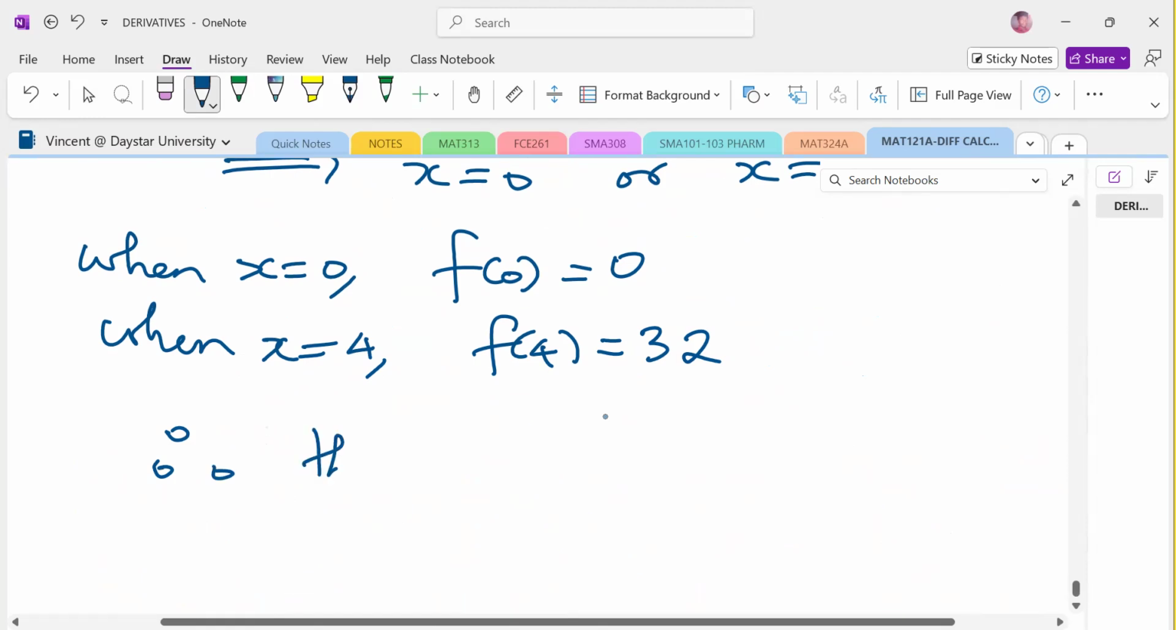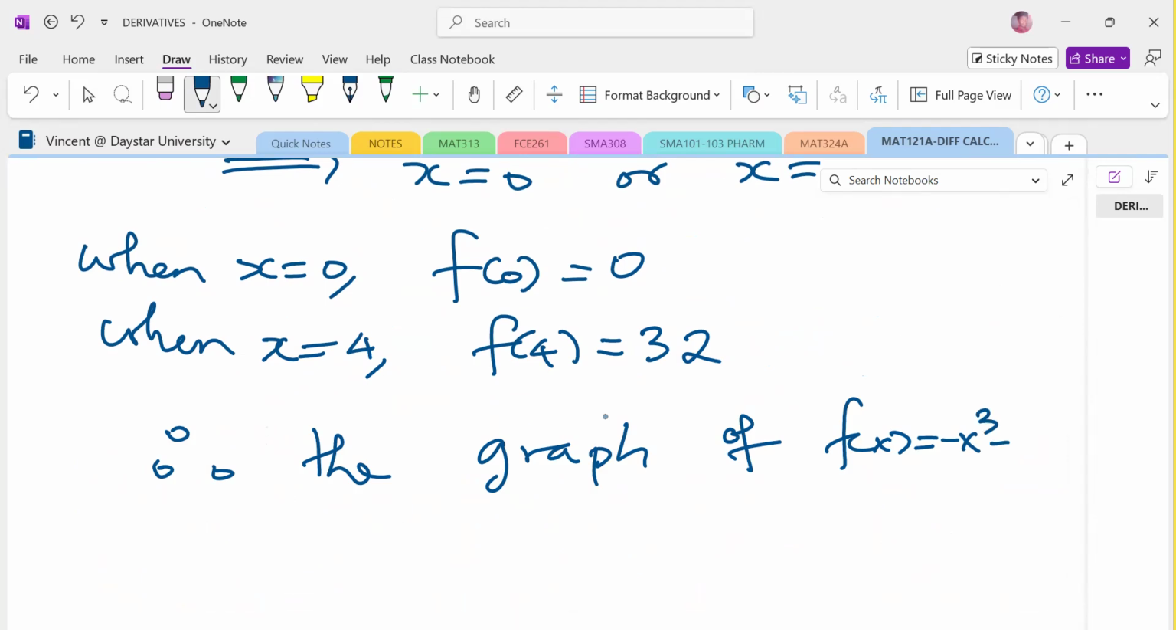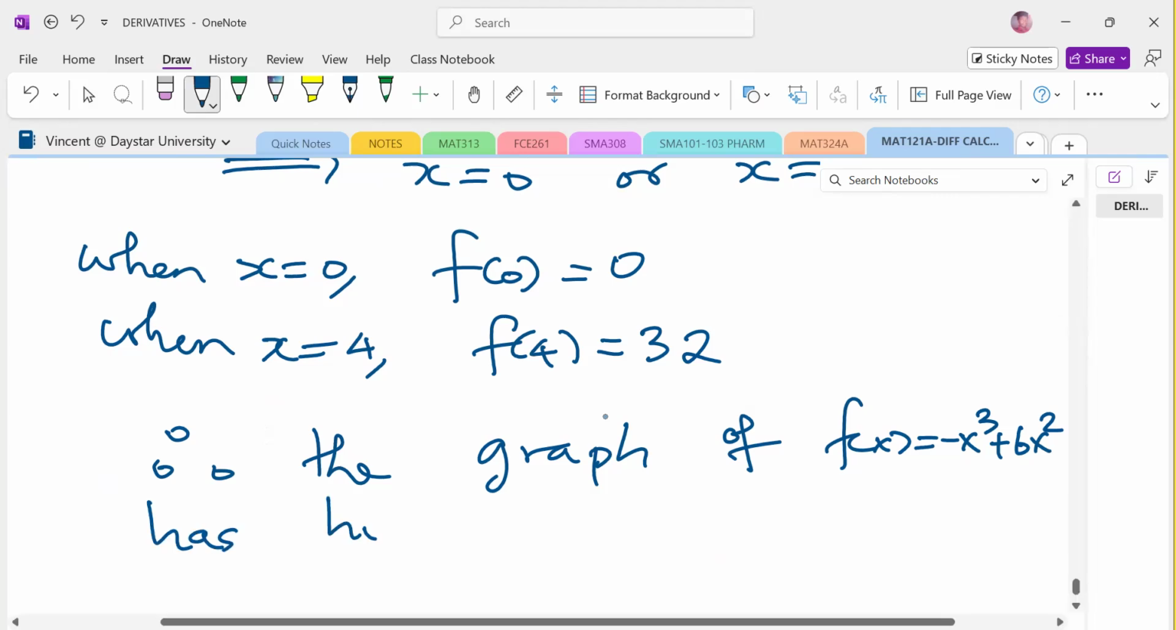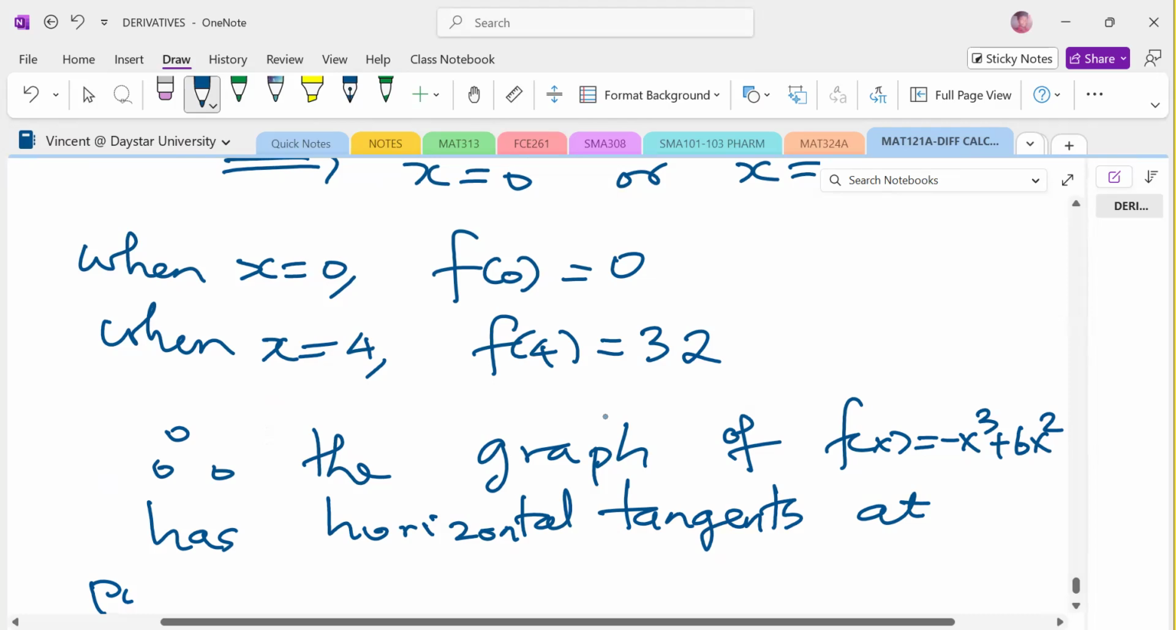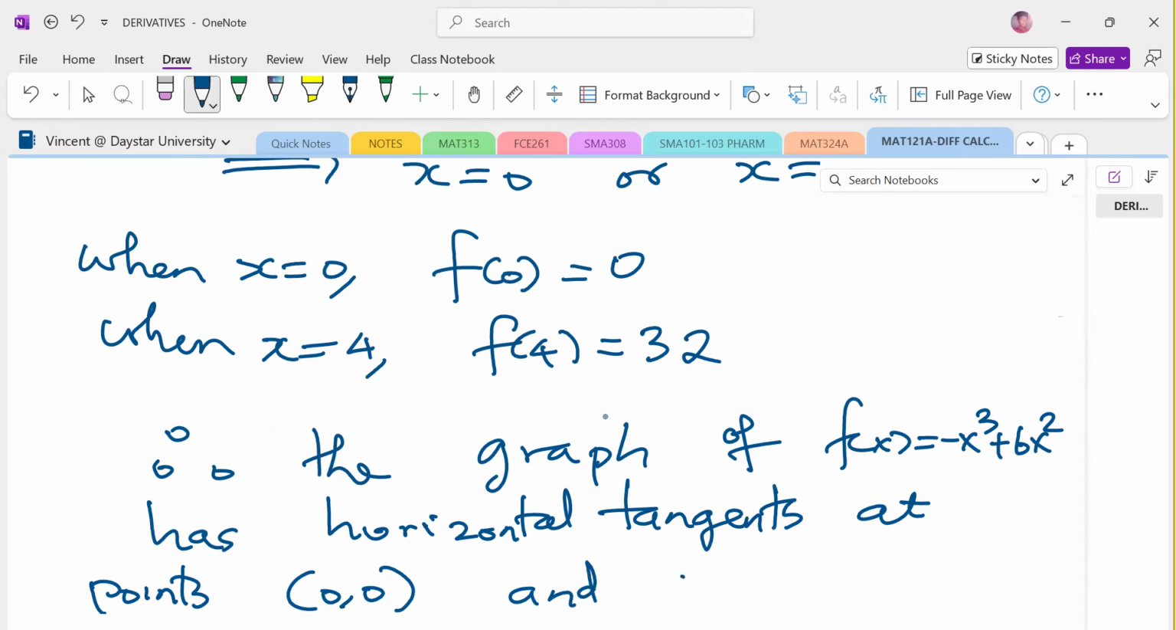the graph of f of x equals minus x cubed plus 6x squared has horizontal tangents at the points (0, 0) and (4, 32). Then you get your 2 or 3 marks.